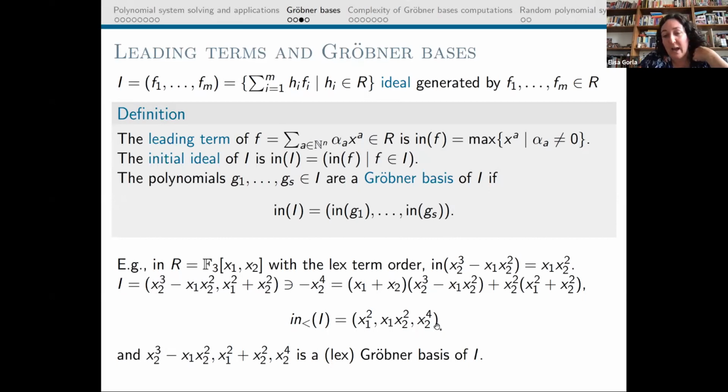And so I have a Groebner basis now. I have to take, for each monomial generator, a polynomial that has that leading term in my ideal. So I take the two that I had before and x2 to the fourth, the ones that I had already computed. And so this is a Groebner basis. What's important for the purpose of this talk is that Groebner bases exist, they are finite, and they are not necessarily the generators that you started from. So the problem here will be how can we compute them?